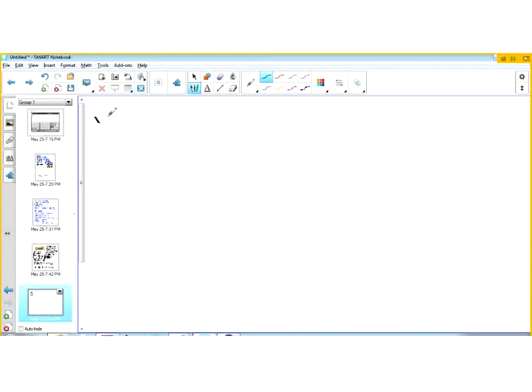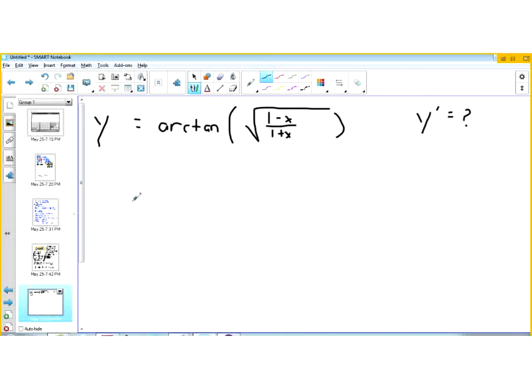I'm not sure if this is in the text or not. How about we calculate the derivative of this function with respect to x? y is equal to arctan of the square root of (1 minus x) over (1 plus x). So what is y prime?